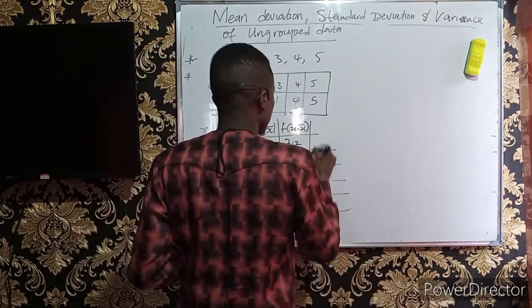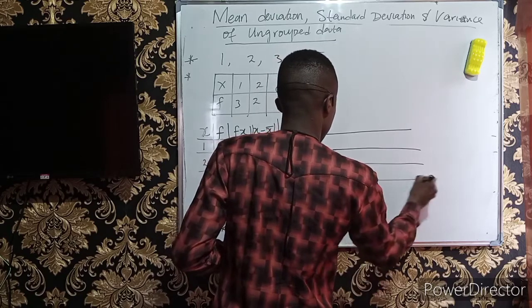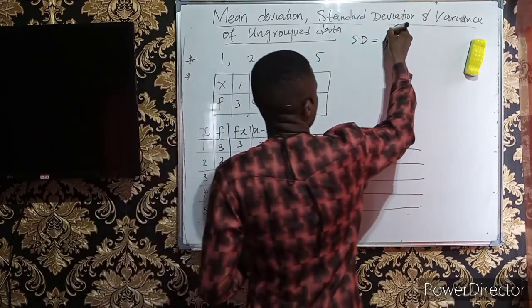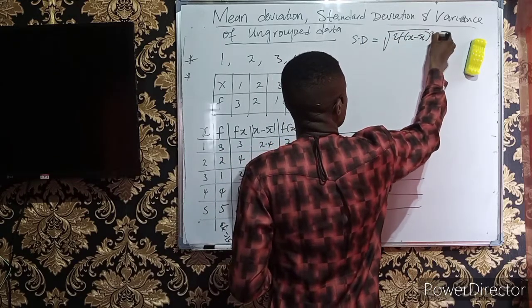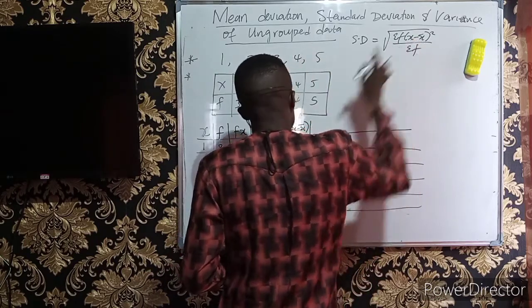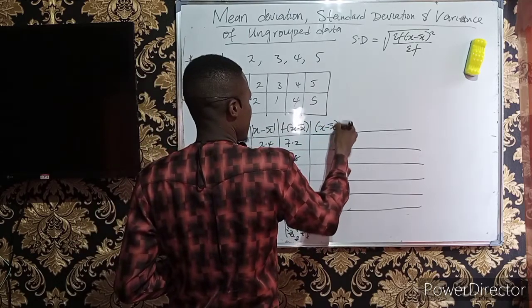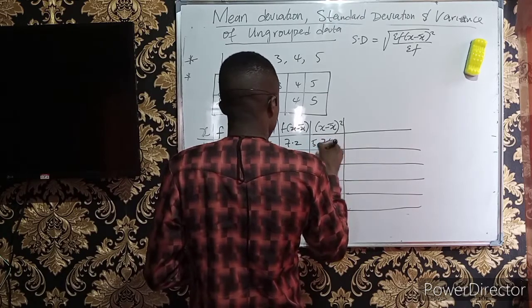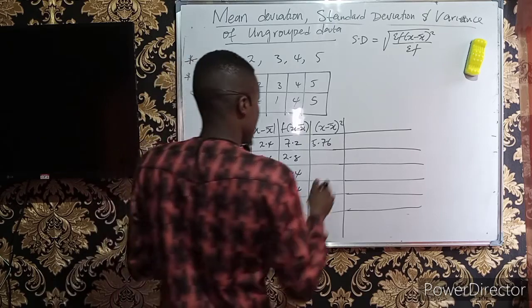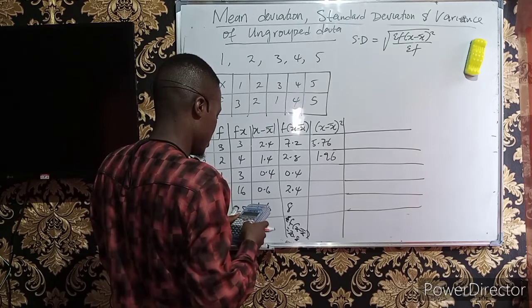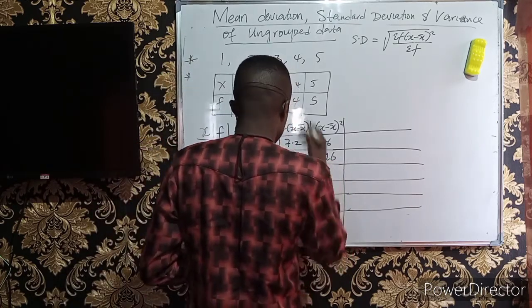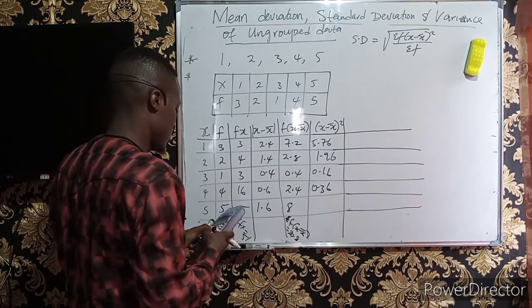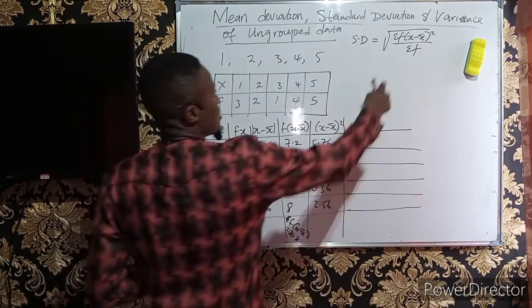Okay, so I'll wipe off here. I have to increase this table. So, standard deviation is the square root of summation f into x minus x bar all squared, all over summation f. So I need to square x minus x bar first. So I will square this: 2.4 squared is 5.76, 1.4 squared is 1.96, 0.4 squared is 0.16, 0.6 squared is 0.36, 1.6 squared is 2.56.